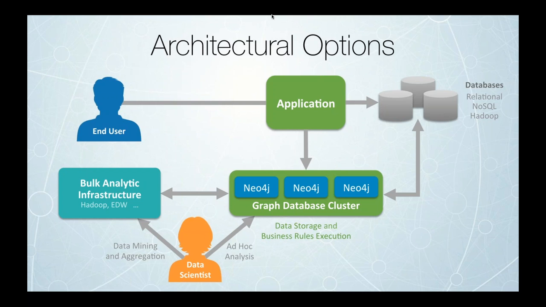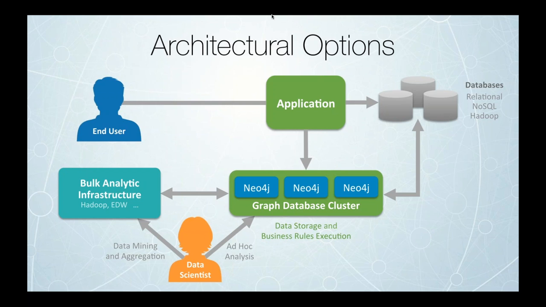So in this case here, we have our set of databases that our application accesses, and it accesses Neo4j in a clustered environment. Neo4j Enterprise Edition is a clustered HA environment. Because it's meant for these ACID transactions and your most critical data, we want to make sure that that data is replicated across multiple machines, and if any failover occurs, that the database remains operational.